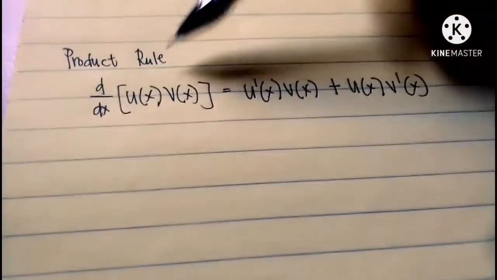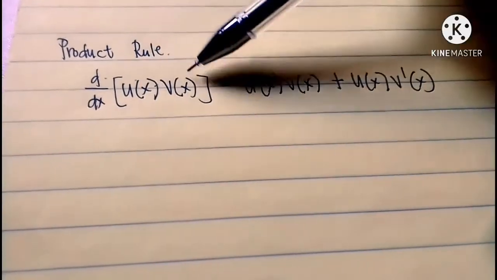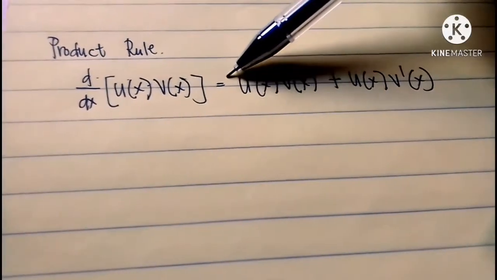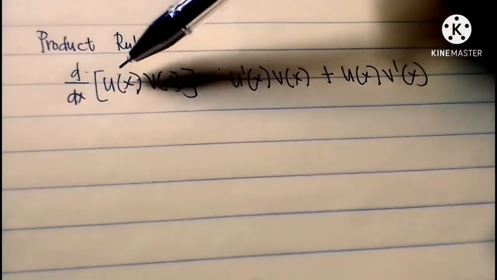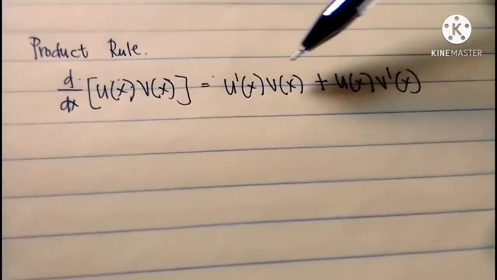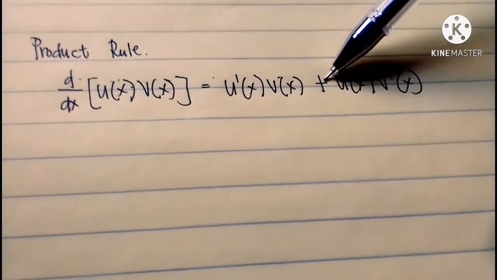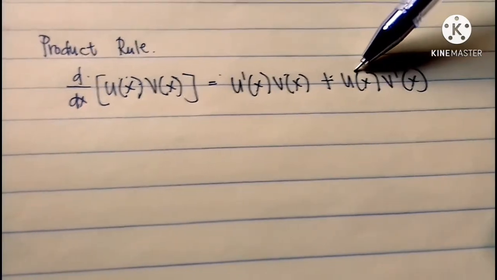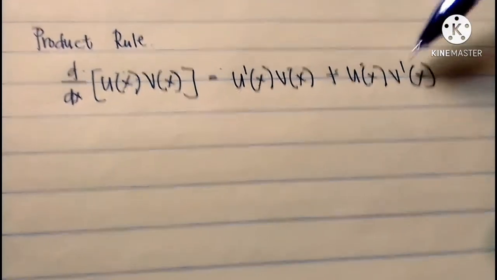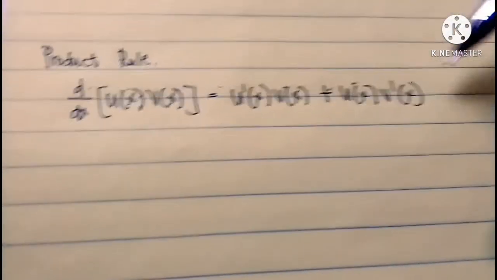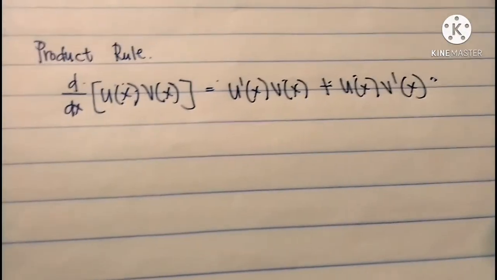Now is the product rule. If we have the derivative of u of x times v of x, it is equal to the formula u prime x, which is the derivative of the first expression, times the second expression v of x, plus the first expression u of x times the derivative of the second expression v prime x. This is the product rule.